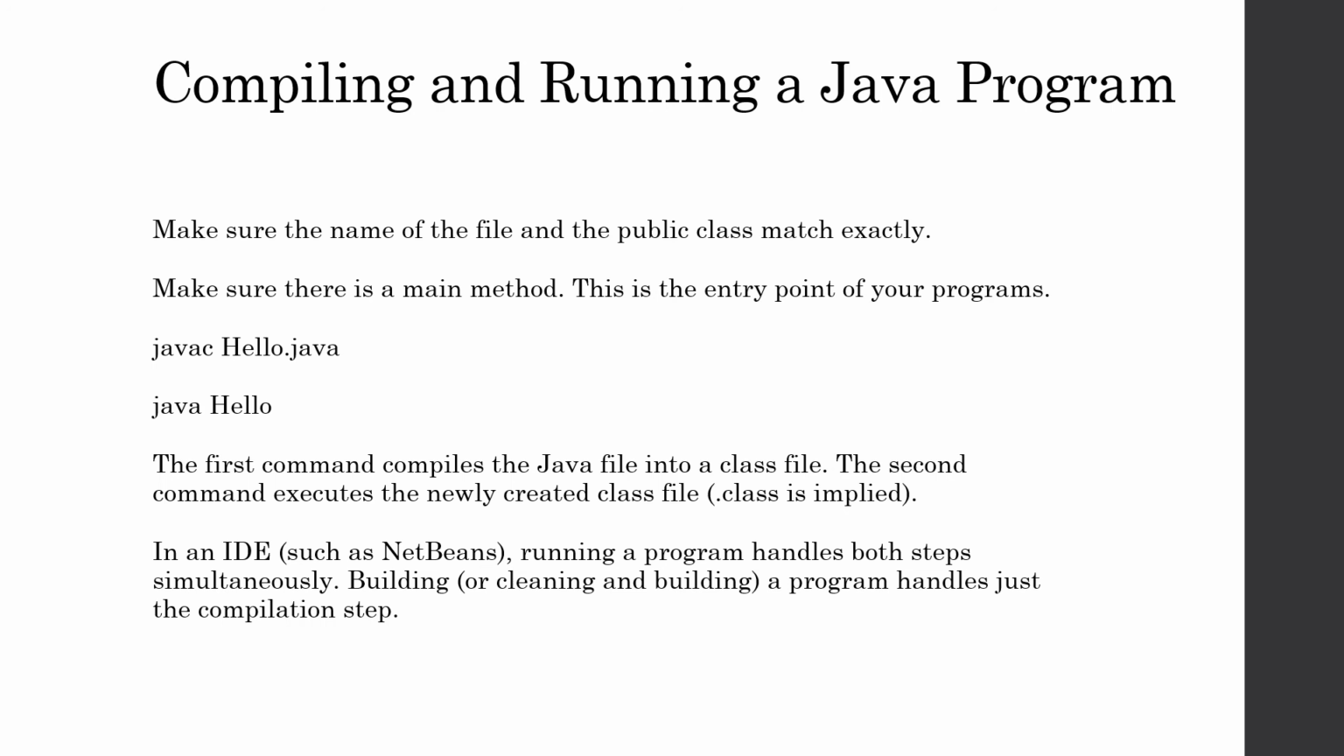So if we kind of step through this right here, the first command compiles the Java file into a class file. The second command executes the newly created class file. And whenever we do that, the .class is implied. So in an IDE like NetBeans, you can pretty much ignore almost all of what I've talked about because it's going to do pretty much everything for you. Whenever you run a program, it's going to handle both the compilation and the execution all at once. There is an alternative, which is building or cleaning and building a program, which will specifically handle the compilation step.